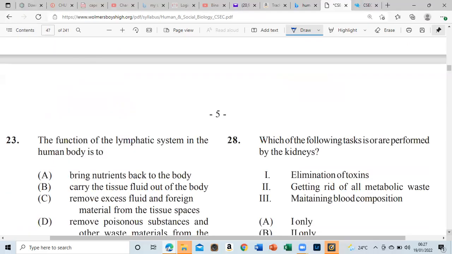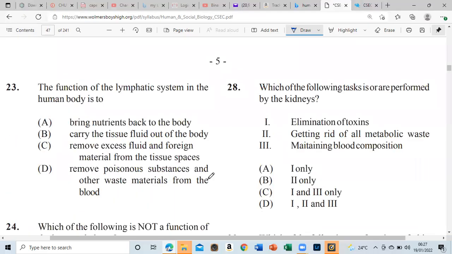Let's move on to 23. The function of the lymphatic system in the human body is to A, bring nutrients back to the body, B, carry the tissue fluid out of the body, C, remove excess fluid and the foreign material from the tissue spaces, or is it D, remove poisonous substances and other waste materials from the blood? Which is it, guys? Type in that now. Let's see if you know. 23 is C, remove excess fluid and foreign material from the tissue spaces.